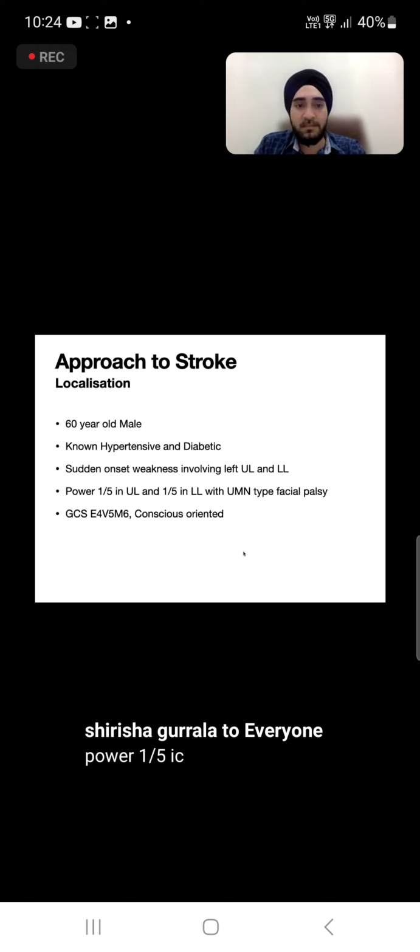Very good. So dense hemiplegia does not mean internal capsule. If there is a dense hemiplegia, you have to look for cortical signs to call it.